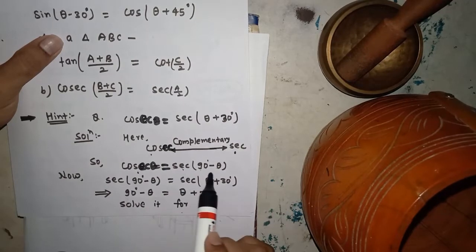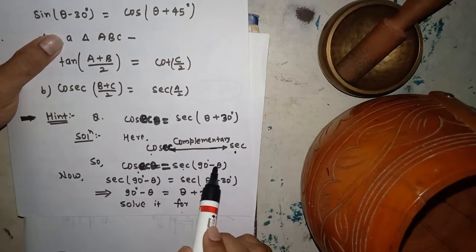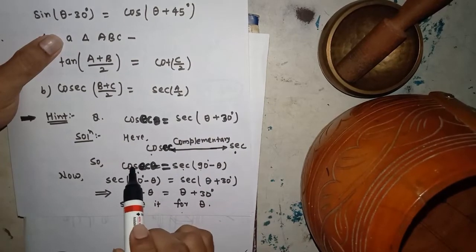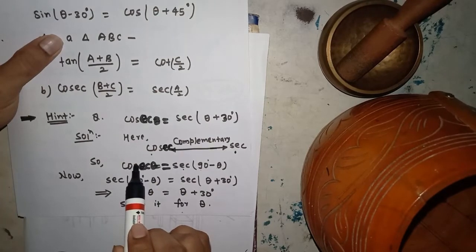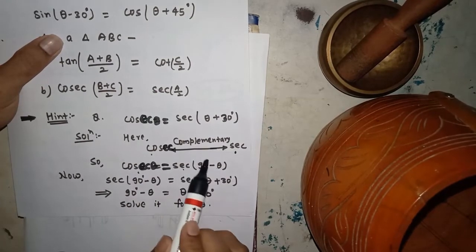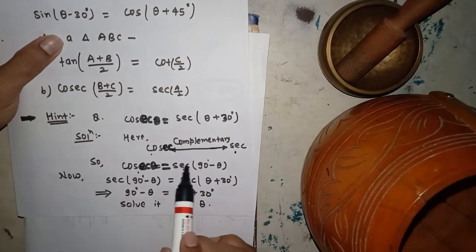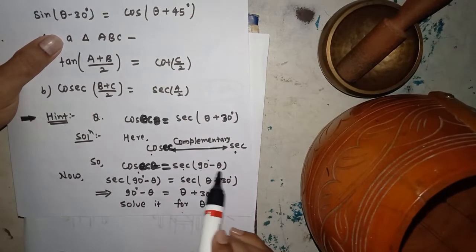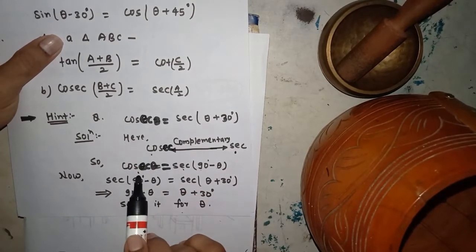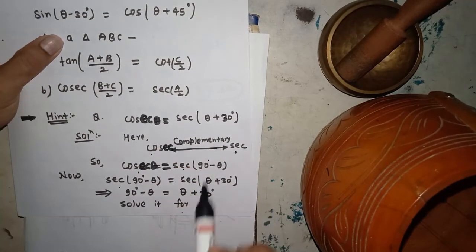So I take cosec and change it into sec. Cosec theta can be changed by this method: you have to change theta into its complementary angle, and then you have to change cosec into its complementary T ratio. So here cosec is converted to sec and theta is converted to 90 minus theta. So we can say cosec theta is equal to sec (90 minus theta). Replace cosec theta with sec (90 minus theta) in your question. So we got sec (90 minus theta) is equal to sec (theta plus 30 degree).